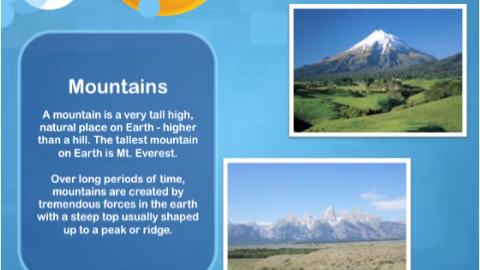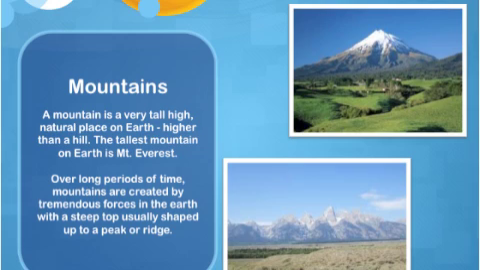Okay, let's talk about mountains. A mountain is a very tall, high, natural place on Earth, higher than hills. The tallest mountain on Earth is Mount Everest. Over long periods of time, mountains are created by tremendous forces in the earth with a steep top, usually shaped like a peak or a ridge.